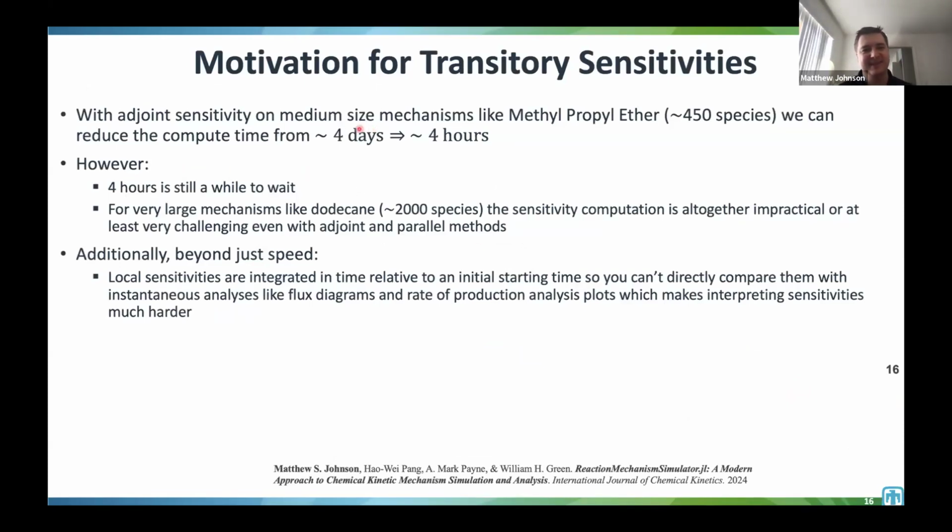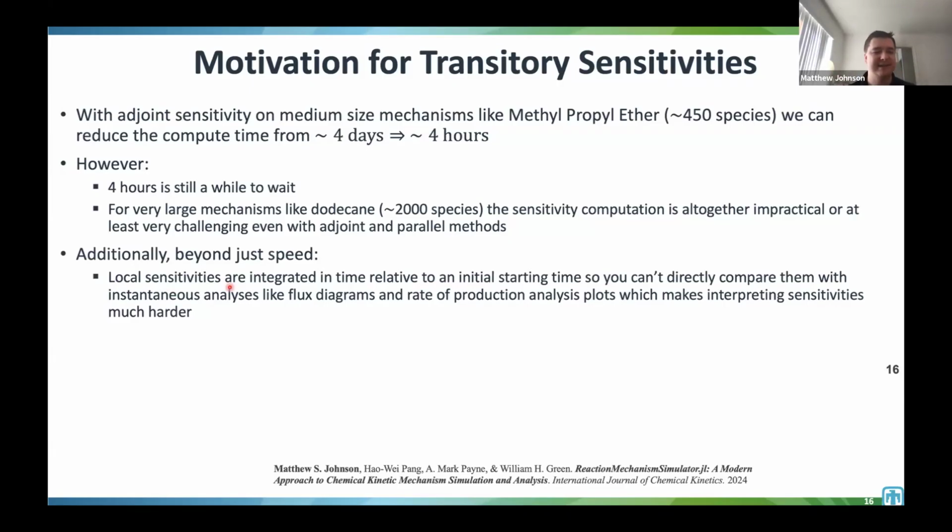However, with adjoint, you can get medium-sized mechanisms, say the methylpropyl ether mechanism, about 500 species, and bring the compute time down from 4 days to about 4 hours. However, 4 hours is quite a while to wait. And maybe more importantly, for very, very large mechanisms, this sensitivity computation can become really challenging. It can take a really long time, even with these adjoint and parallel methods. Additionally, when you're doing rate of production analysis and looking at flux analyses, they're all at a given time point.